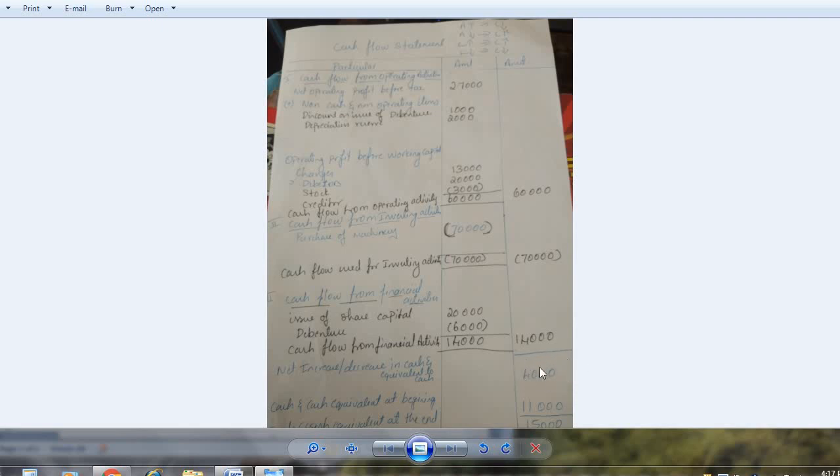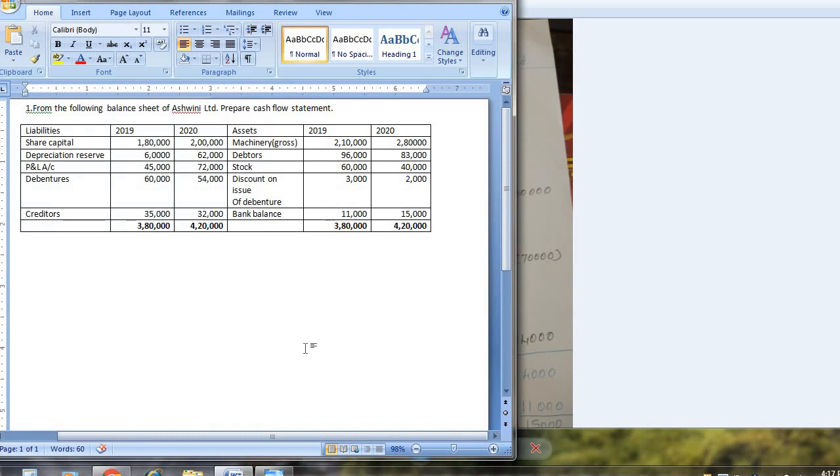Now you have to say, this 4,000 how did you get? That is what we are doing here. How we get this 4,000? So we will start the problem. First we will go as per the balance sheet. So in the balance sheet you can see machinery. We will first go on from asset side.